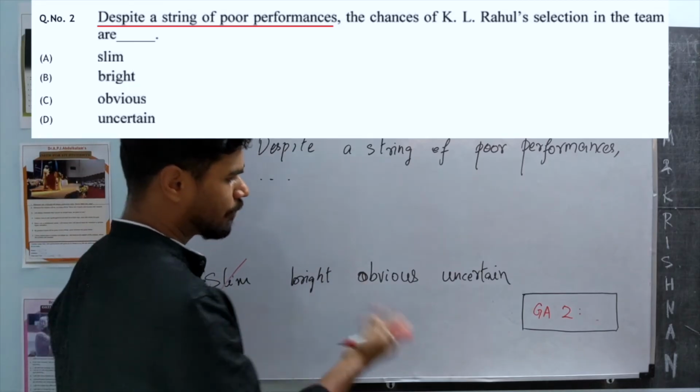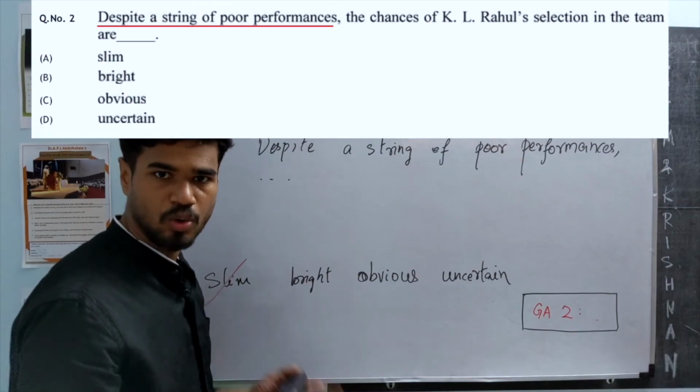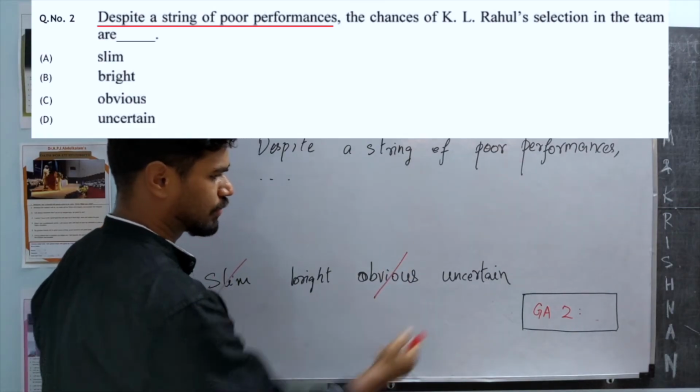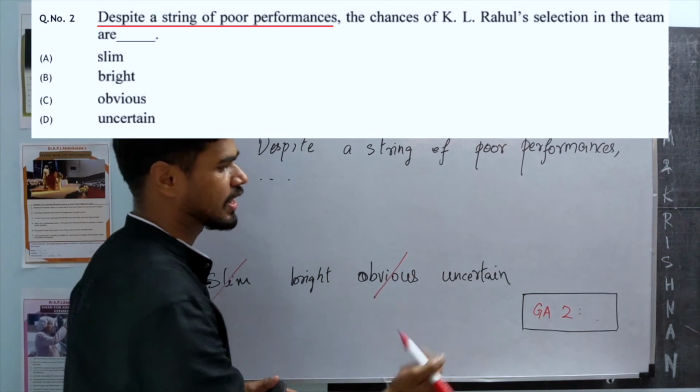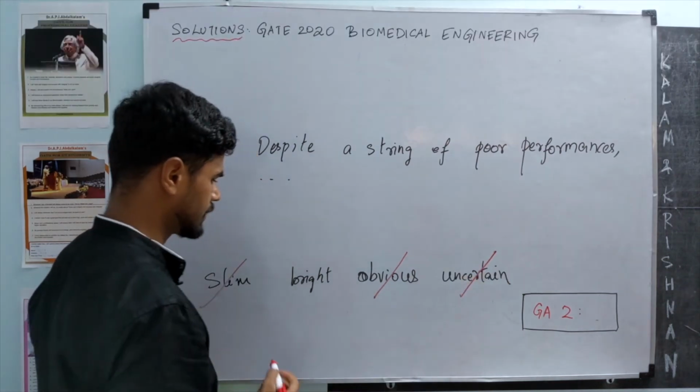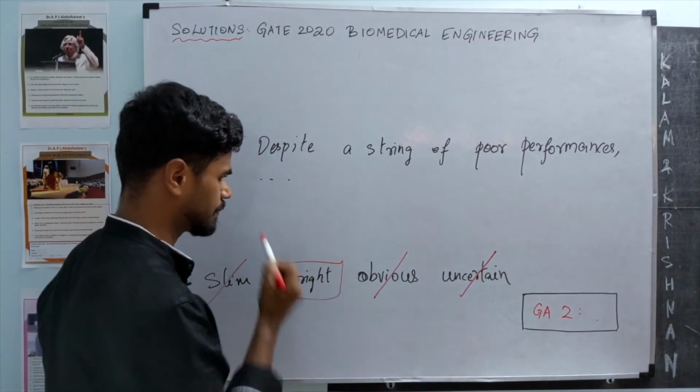The chances are obvious. Chance and obvious don't go well together, okay? And of course, they intend to mean the chances are high, so uncertainty doesn't fit. So the right answer is bright.